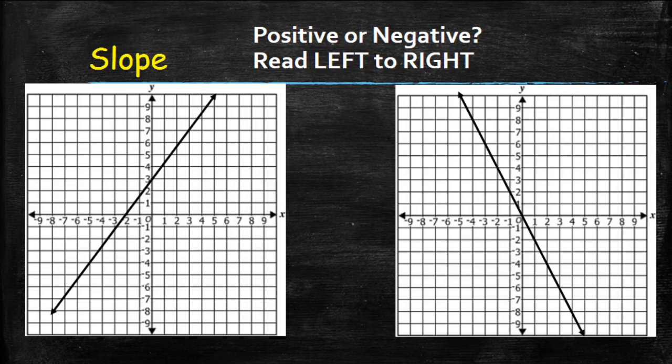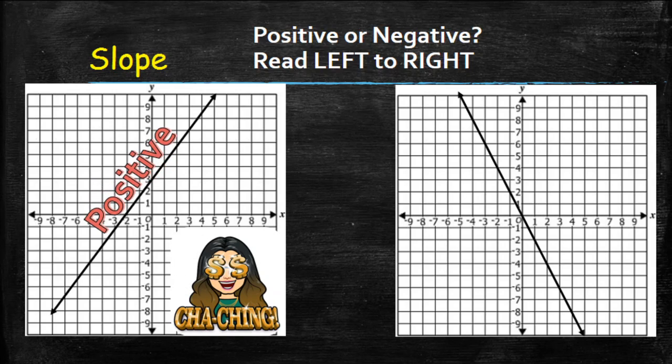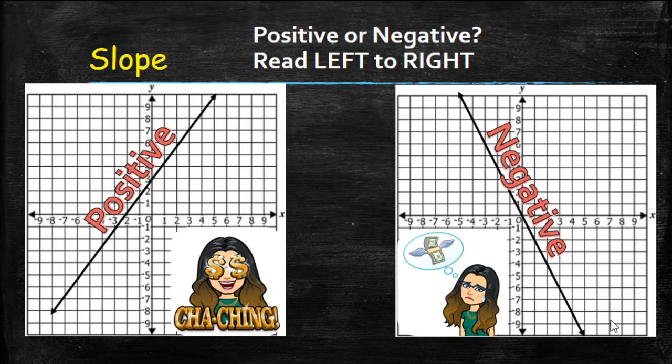For slope, the first thing I usually do is determine if it's positive or negative. Now, slope we read left to right, just like we read words. And the way I do it is I think about it like my bank account. So here, with the graph on our left side, as we go left to right, it's going up. Well, if my bank account is going up, hey, that's a good thing. I want more money. So it's positive. Here on the right, as I go left to right, it's going down. If my bank account is going down, that's sad. That's negative. So that helps me remember how to tell positive and negative slope.